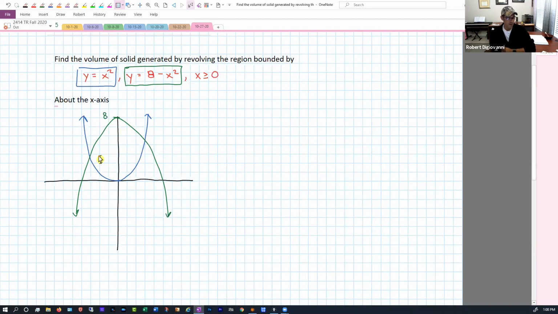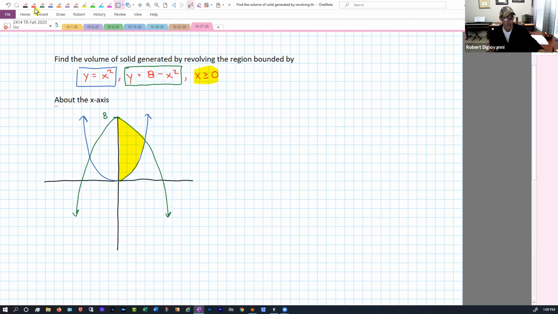So there's a region. We have this whole region, but we have this additional condition that x has to be greater than or equal to 0, which means we are only looking at this part right here. Now, I chose to do that because of what we're going to do in a little while. I want to make sure that we're not on the other side of the y-axis. Okay, so we want that region. We want to wrap it around the x-axis, and we want to see what volume we would get.